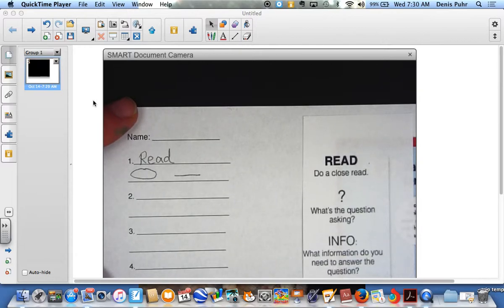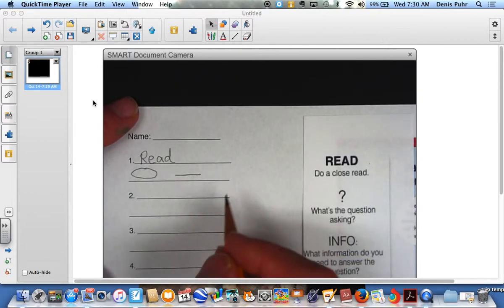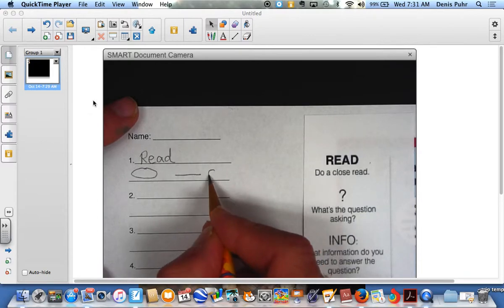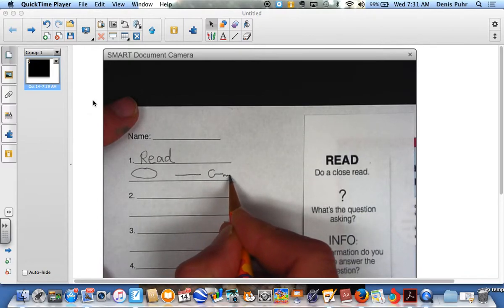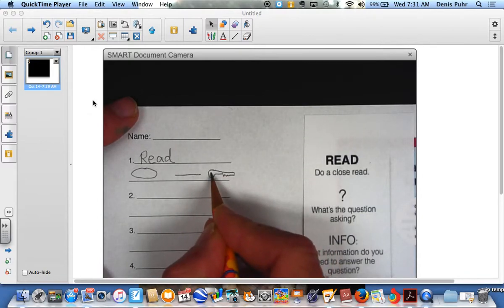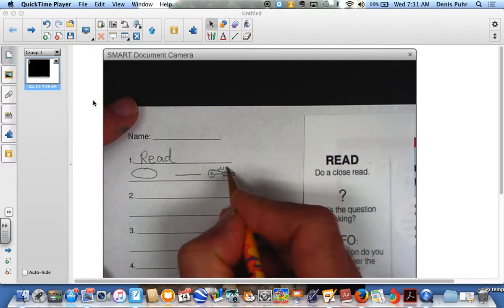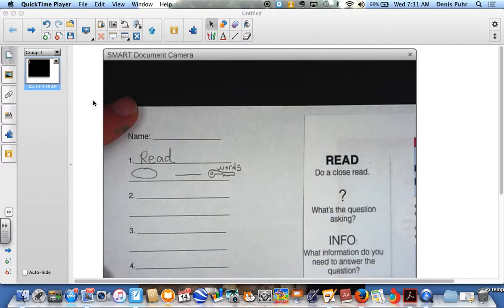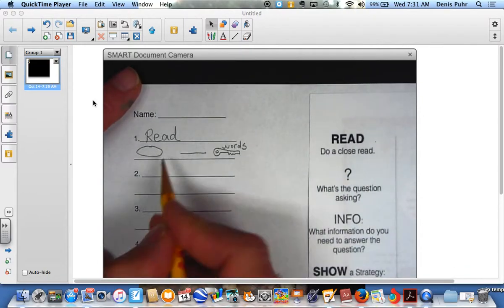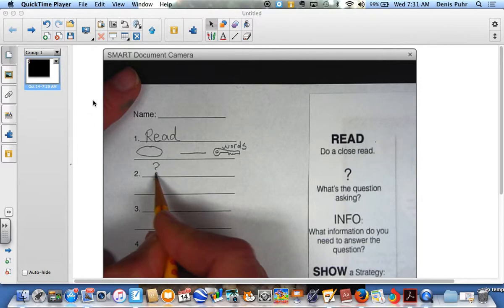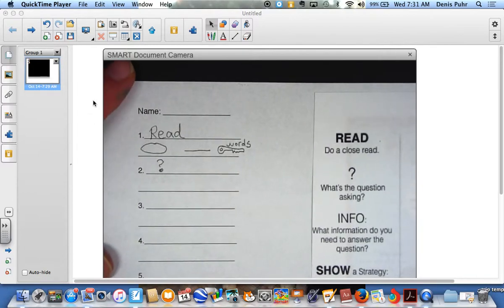And you're looking for key words. So I'm going to draw a little key. You could draw a little key there. And those are words that are going to help you determine what type of problem it is. Step 2, put a question mark. Okay, that means what's the question asking?